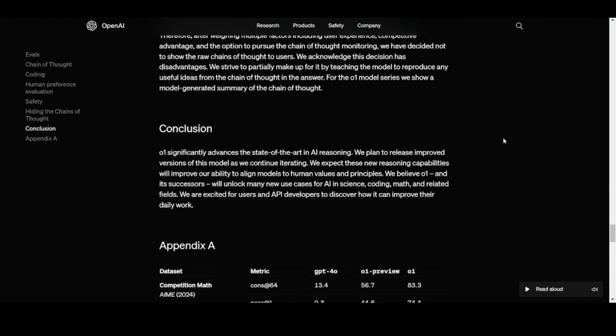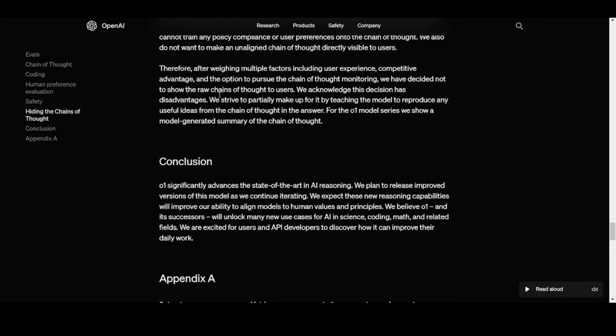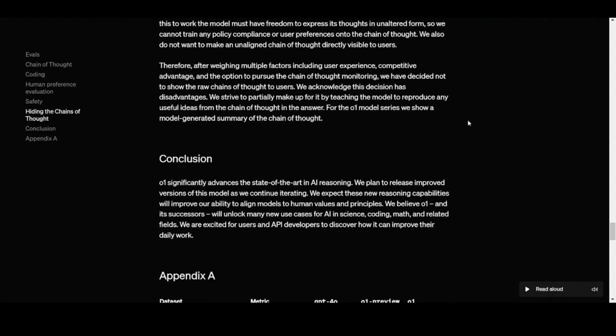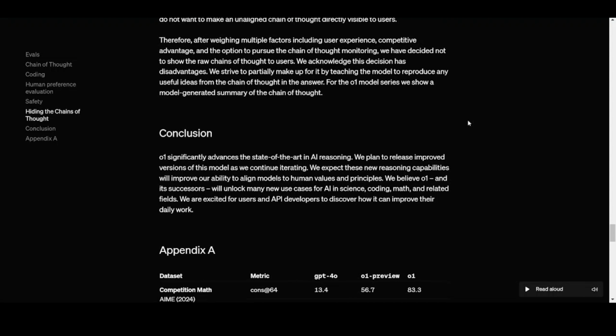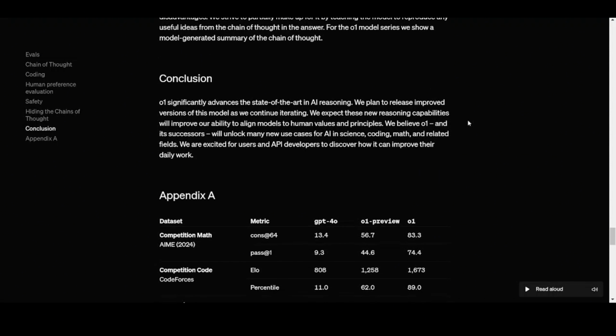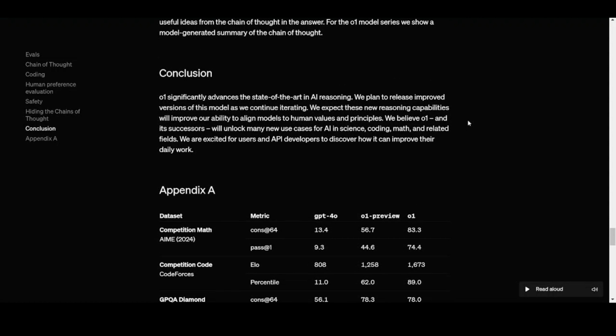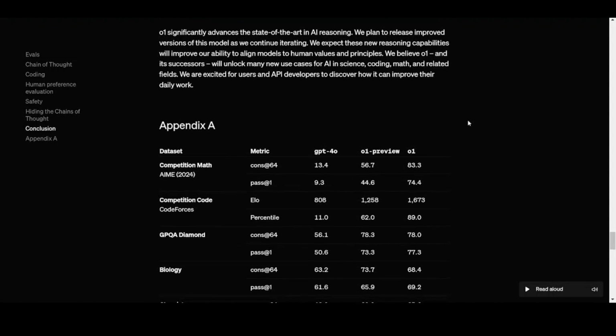We acknowledge this decision has disadvantages. We strive to partially make up for it by teaching the model to reproduce any useful ideas from the chain of thought in the answer. For the O1 model series, we show a model-generated summary of the chain of thought.